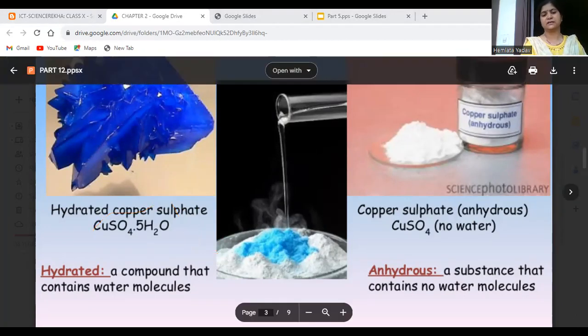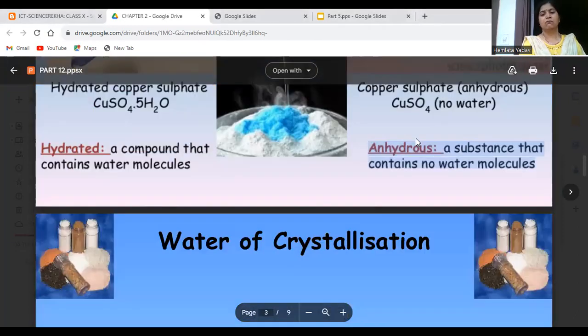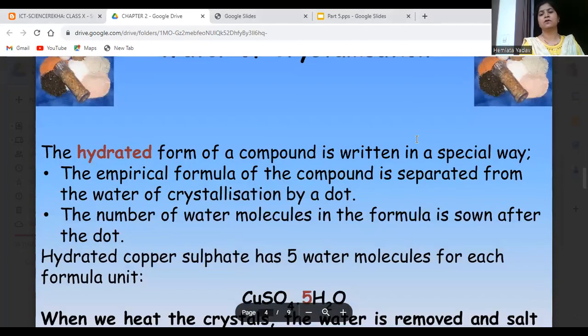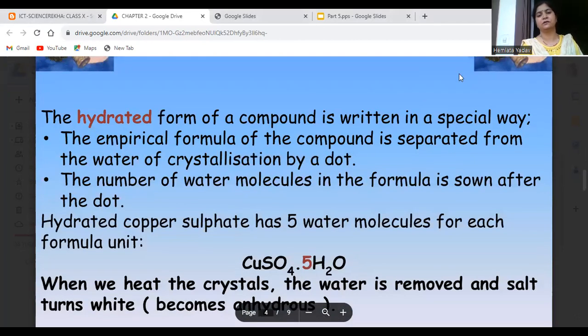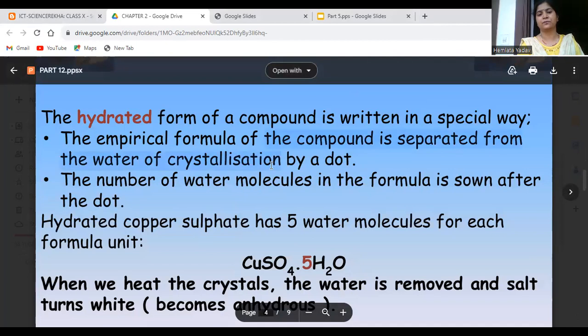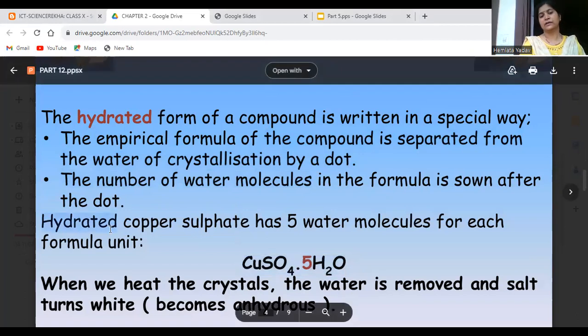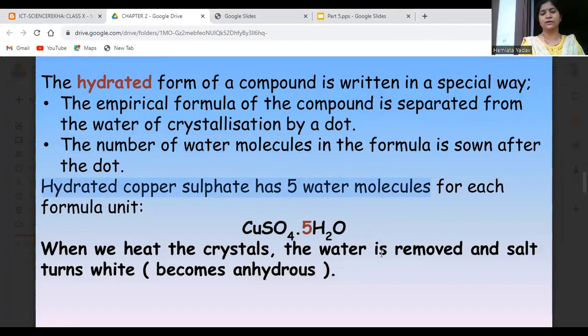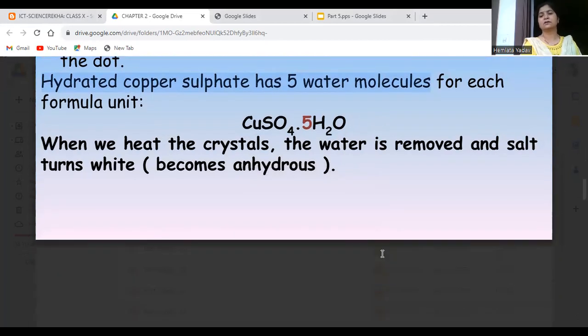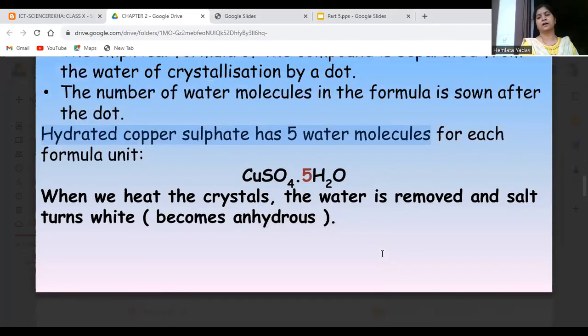Hydrated compound is that containing water. And anhydrous compound is a substance which contains no water. Water of crystallization, hydrated form of compound is written in a special way. Empirical formula of the compound is separated from the water of crystallization by a dot. डॉट लगा के लिख देते हैं वाटर के मॉलिक्यूल्स. ये होता है उसको लिखने का तरीका. Hydrated copper sulfate has 5 water molecules for each formula unit. When we heat, the water of crystallization is removed and then it again becomes anhydrous.